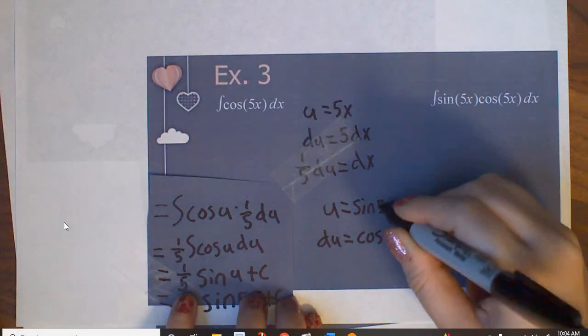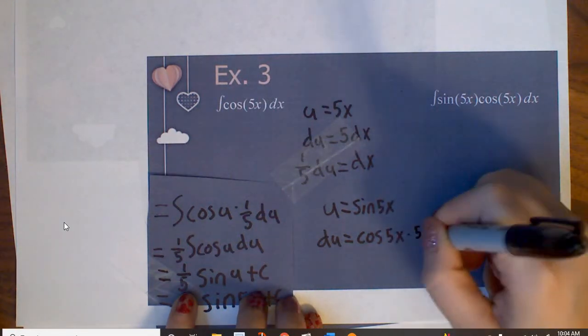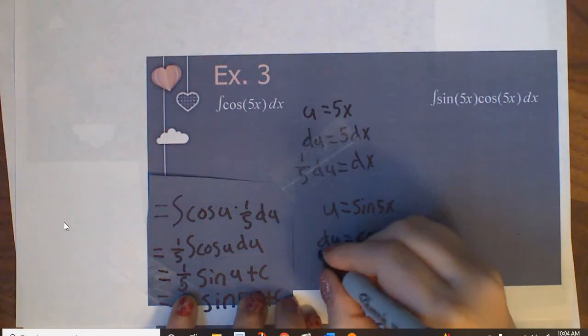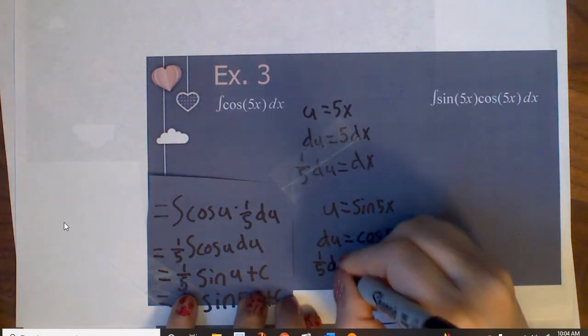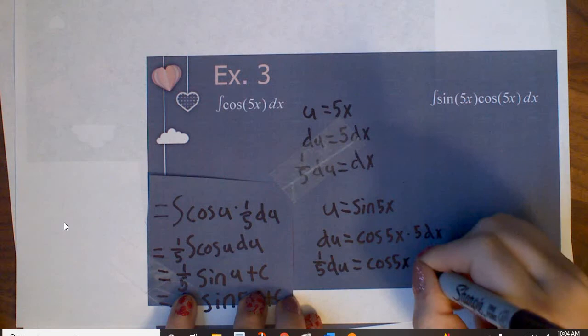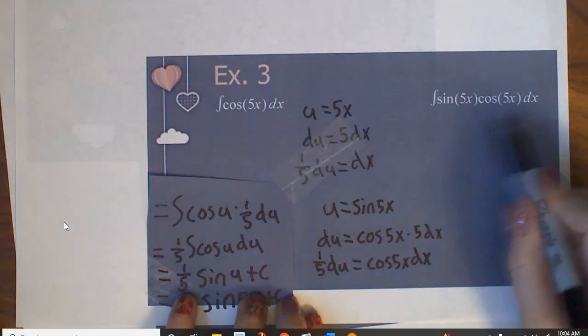But notice that we would have to take the chain rule, and so times the derivative of the inside would be 5 dx. I don't have an extra 5, so I do need to divide by 5. So then I have cosine of 5x dx. And notice that I have a cosine of 5x dx.